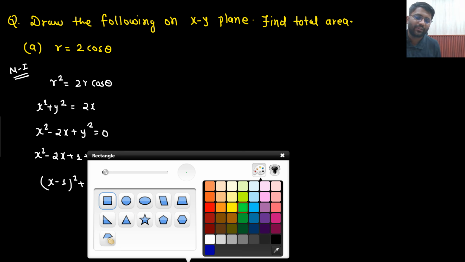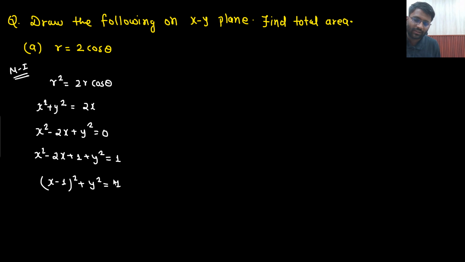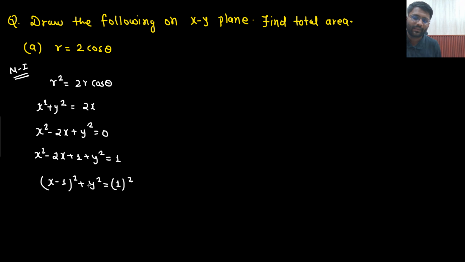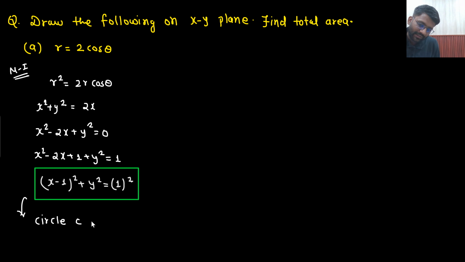Have we seen this kind of equation in our life? Absolutely sir, we have surely seen this kind of equation. What is it? It is the equation of a circle. So, r equals 2 cos theta is nothing but a circle which is centered at (1, 0) with a radius of 1. So can I make this circle? Absolutely.